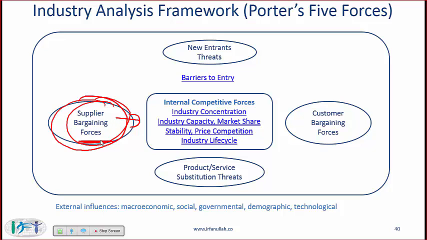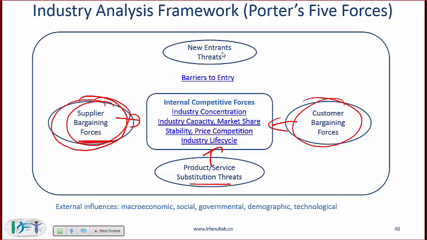So understand that. Next is product or service substitution threat. If the threat of substitutes is high, if this force is strong, that also obviously puts pressure on the industry. If you have credible substitutes, then it is very hard for the industry to raise prices. Customer bargaining forces, here what we are saying is if customers are strong and they can put a lot of pressure on the industry, then they will not let the industry raise prices.